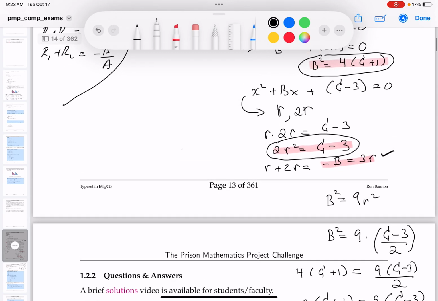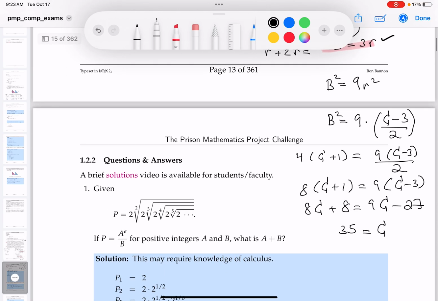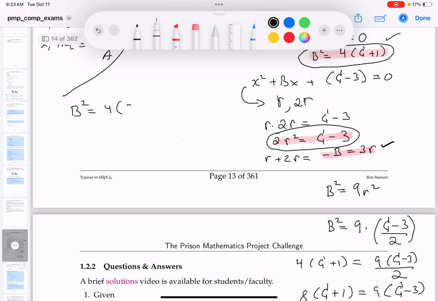So the question is, can I figure out what b is? I'm going to do this up here. b squared is 4 times c plus 1, and c is 35, so you get 35 plus 1. Boy, this is working out pretty nicely, by the way. So b squared is equal to 4 times 36. So what's b equal to? Plus or minus the square root of that. The square root of 4 is 2, and the square root of 36 is 6, so you get plus or minus 12.